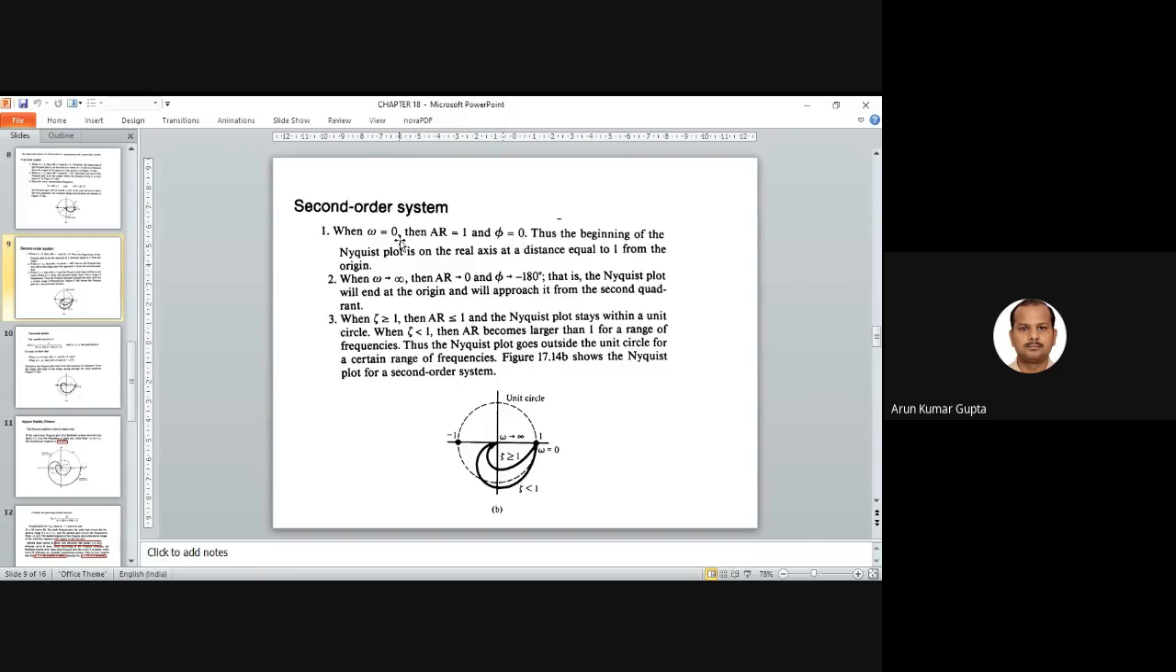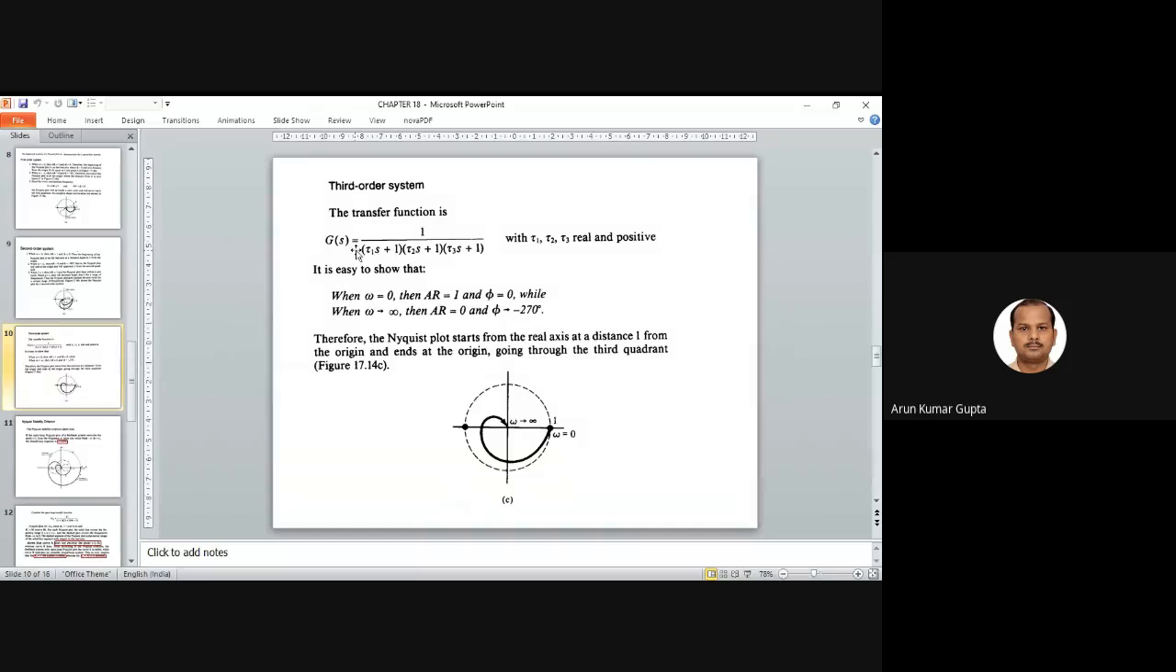because in that case the phase angle is basically, when omega is 0, AR equal to 1, phase angle is 0. But when omega is infinite, AR equal to 0, phase angle is minus 180. So in a second order system, the phase angle is minus 180. So we have two cases: zeta less than 1 and zeta greater than 1. Zeta less than 1, the amplitude ratio will be greater than 1, and the phase angle will be minus 180. But zeta greater than 1, the amplitude ratio will always be less than 1. It will follow this path, right?